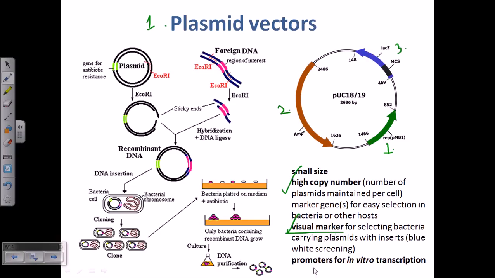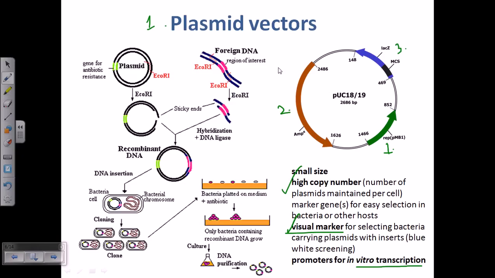Third thing is that the promoters are also present in these plasmid vectors, and they can be utilized in in vitro transcription studies. So we don't need to modify this for the in vitro transcription. We can extract the plasmids out, and we can just do the in vitro transcription studies which will be required in the future parts of the rDNA processes.